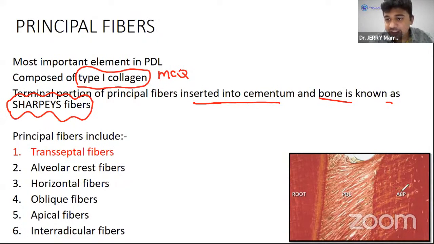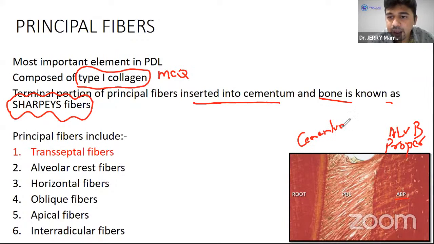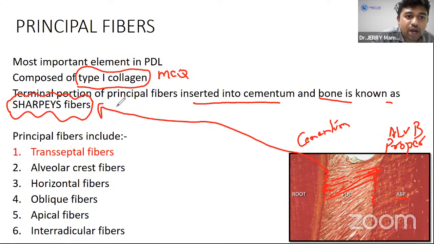This one. See ABP. ABP stands for alveolar bone proper, which we just studied, which houses the periodontium. And this is the root. So we have the cementum here. And what you see here is the periodontal ligament fibers attaching from the root across into the alveolar bone proper. Once they insert here, these fibers get calcified on both ends, and they are known as Sharpey's fibers.